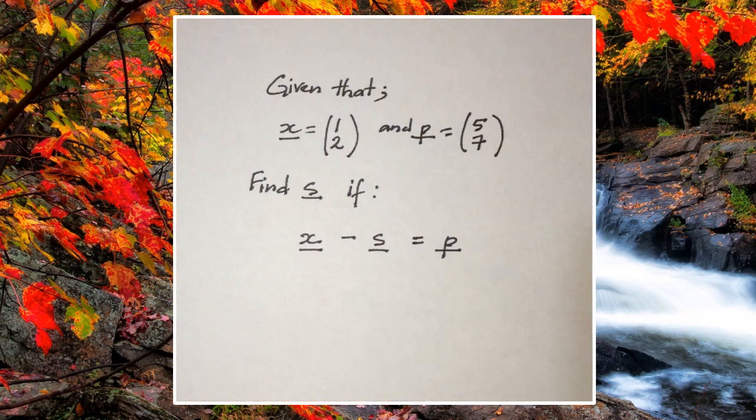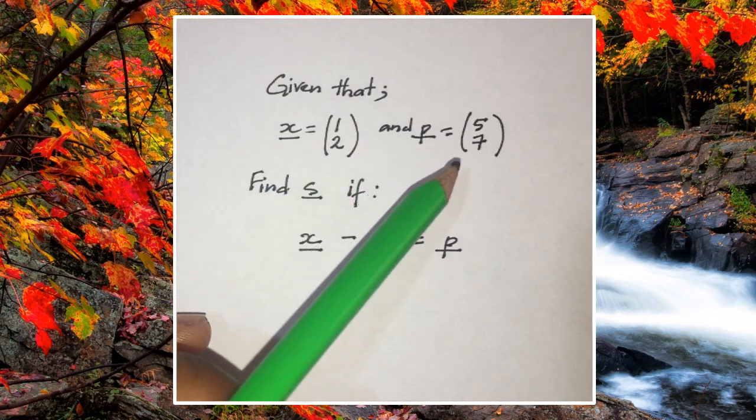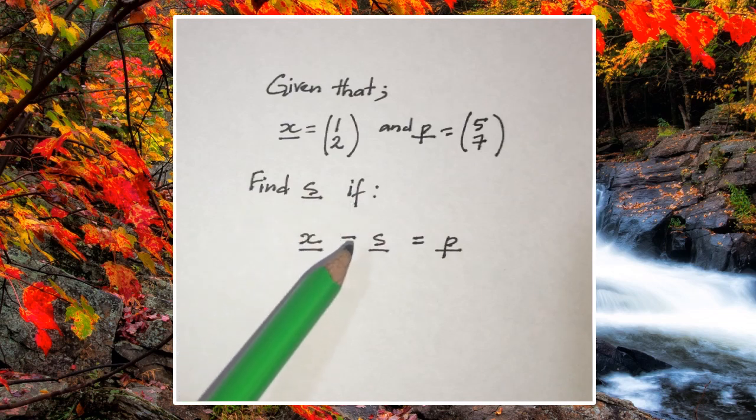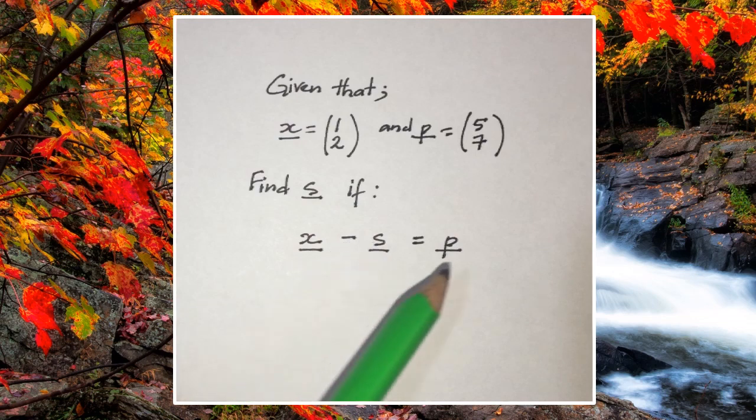So let me see if we can catch you now and see if your brain is really at work. Alright, look at this. It says, given that the vector x is 1, 2, and the vector p is 5, 7, find the vector s if the vector x minus the vector s is equal to the vector p. What would you do? If you feel like you've got it, just pause the video and work it out.